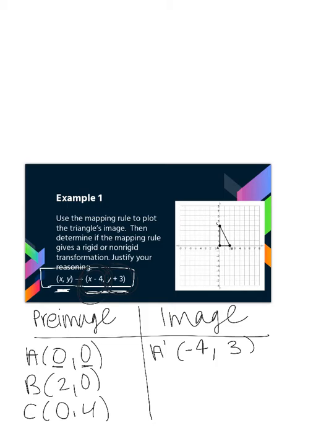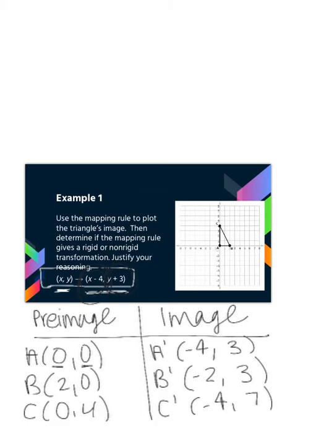So I can follow the same logic to figure out my coordinates for B prime and C prime. So B prime, I have 2 minus 4, which is negative 2, and 0 plus 3, which is 3. Finally, I have C prime, that's going to be at (negative 4, 7).